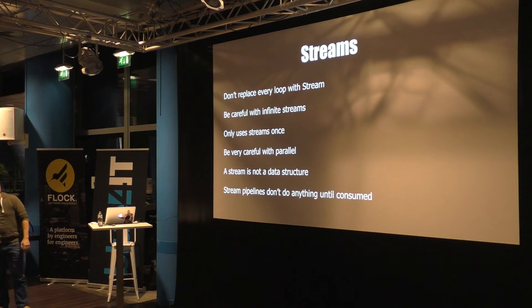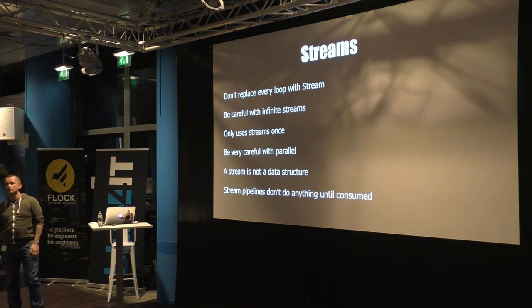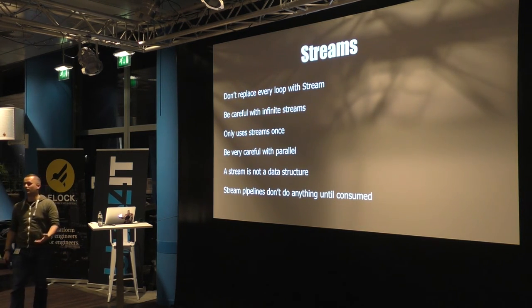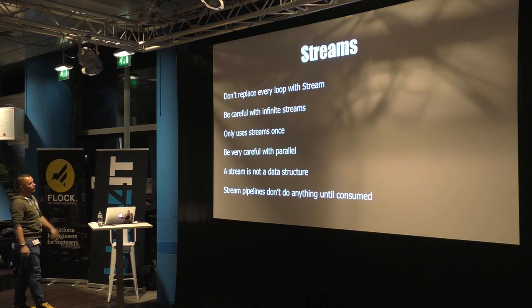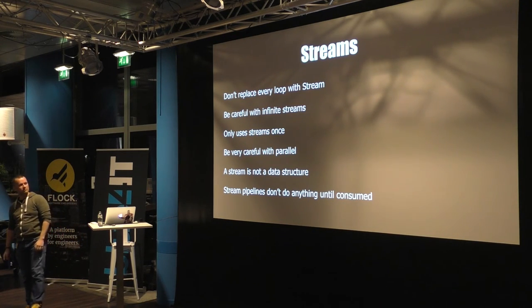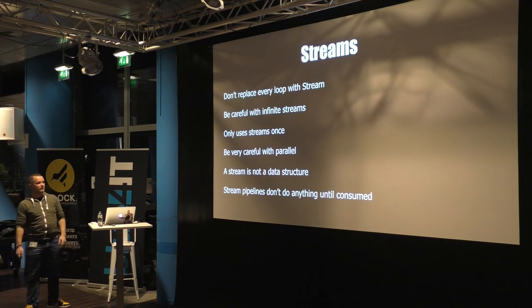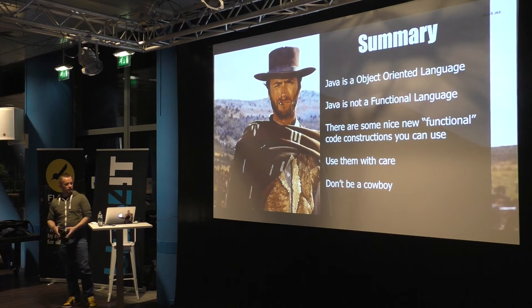First of all, don't replace every loop with streams. And if you do, take care that it's useful. So don't say, okay, list dot stream dot forEach. Doesn't make sense. Be careful with infinite streams. Only use a stream once, because you can only consume it once. It's not a data structure. Be careful with parallel. And streams do not do anything until you consume them.